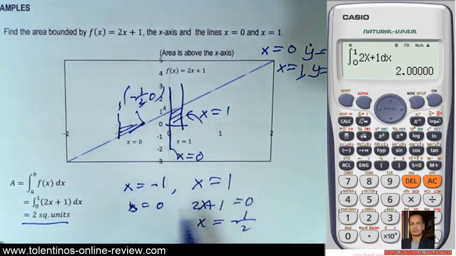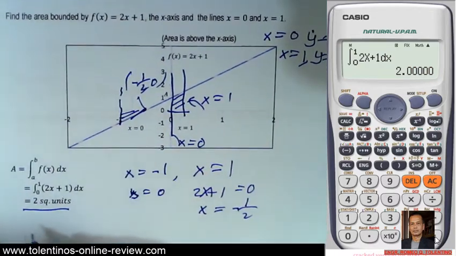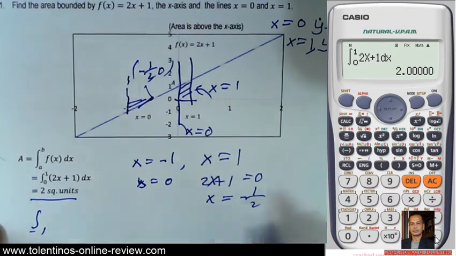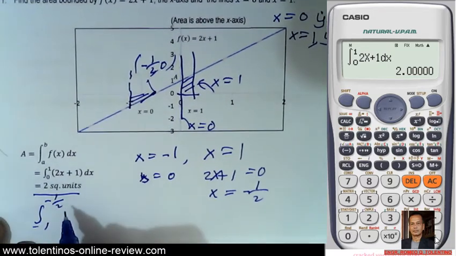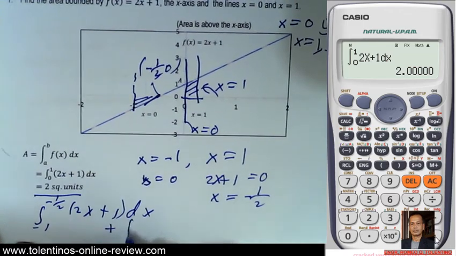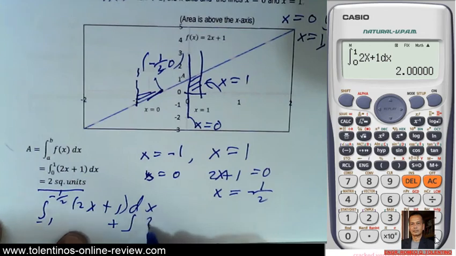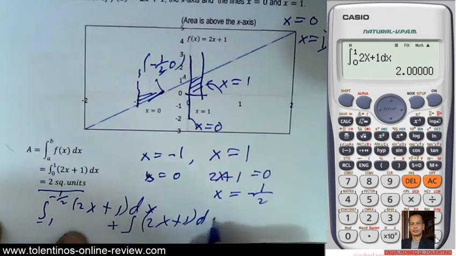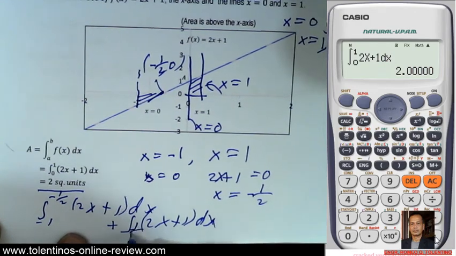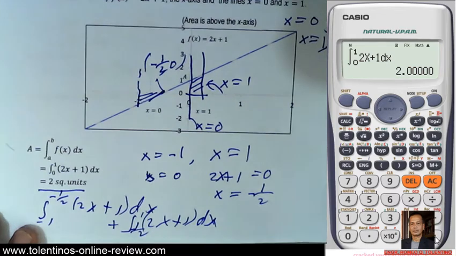Therefore, this is negative 1/2 and 0. So you will have to subdivide this into two areas. So the integral from negative 1 to negative 1/2 of 2x plus 1 dx, plus the integral of 2x plus 1 dx with limits from negative 1/2 to 1. So let's try to integrate that, from 0 to, this time, negative 1/2.